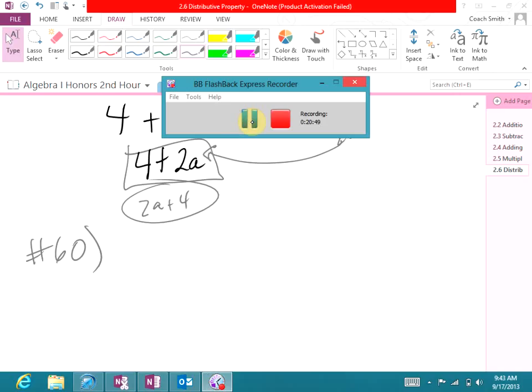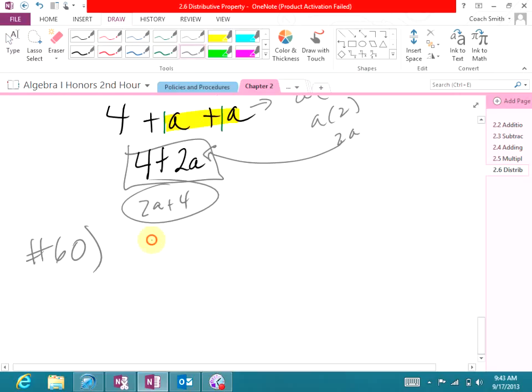All right, number 60. Number 60 says 8b plus 5 minus 3b. Are they going to do that? No, good. Brother Larry, what'd you get? 5b plus 5. That is correct. 5b plus 5. All right.